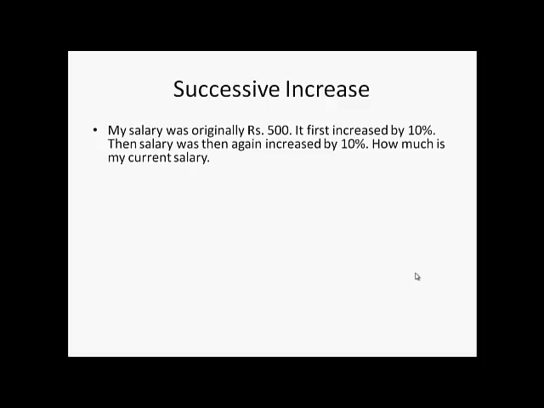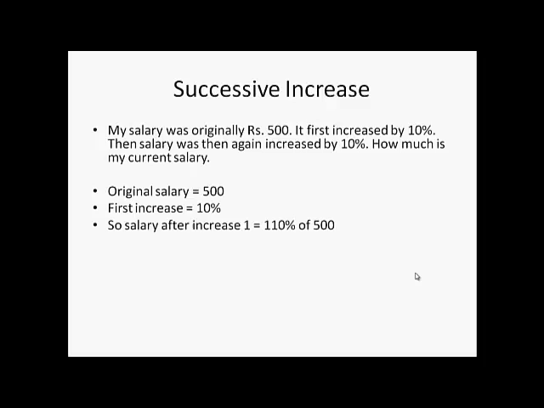Let us say my salary was originally rupees 500, which first increased by 10%. Then my salary was again increased by another 10%. Then how much is my current salary? Well, using the regular methods, if my original salary is 500 and the first increase is of 10%, then my salary after the first increase is 110% of 500, which using the principle of multiplication factors we get as 1.1 into 500, which is 550. Now my salary is rupees 550.